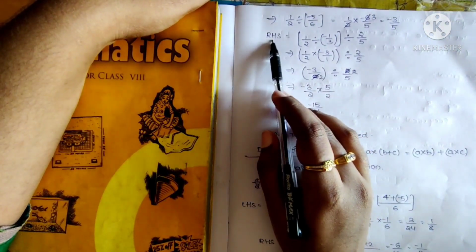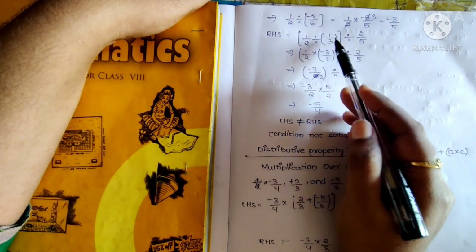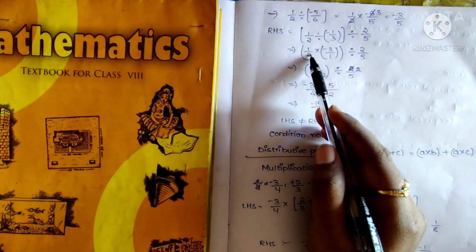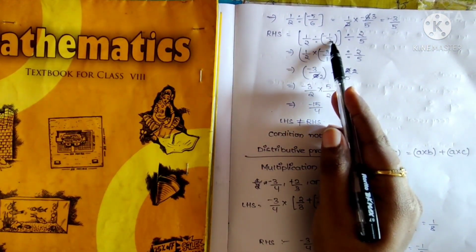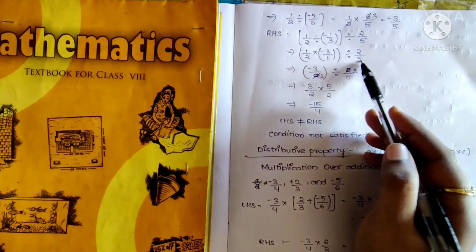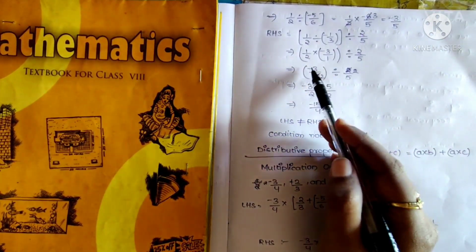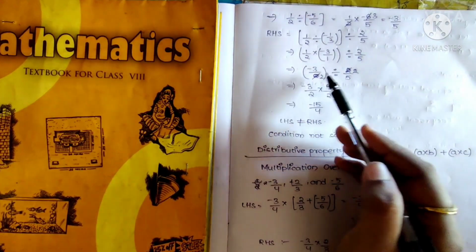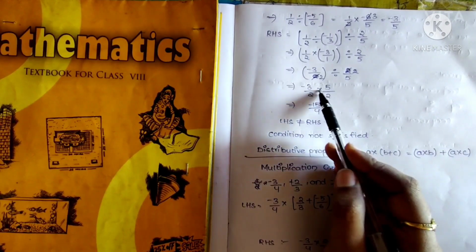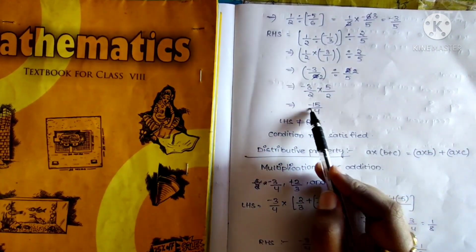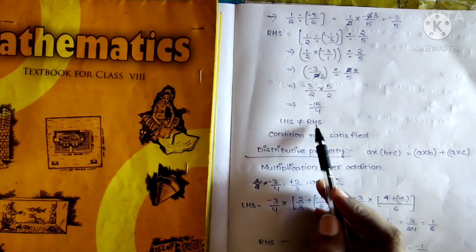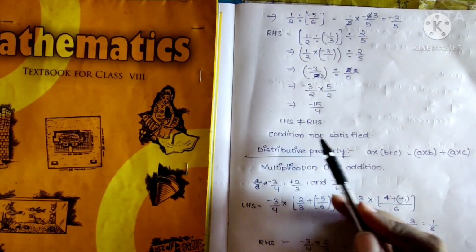Now let us see the RHS. 1/2 divided by (minus 1/3 divided by 2/5) equals 1/2 into, here minus 1 by 3 should be reversed, minus 3 by 1 divided by 2 by 5. For this, the result will be minus 3 by 2. Minus 3 by 2 into 5 by 2 equals minus 15 by 4. Here the LHS and RHS are not equal and the condition is not satisfied.